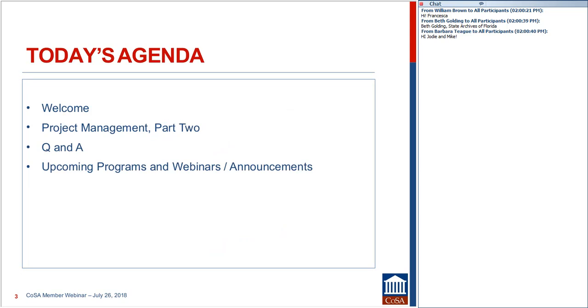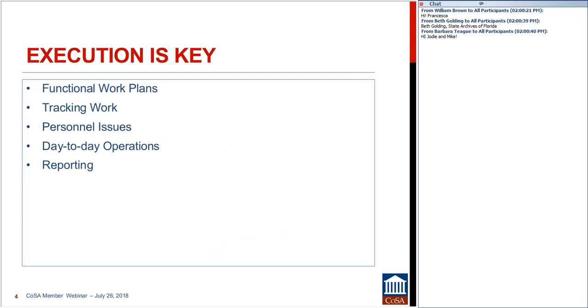Today's agenda: we're going through the welcome right now, and then we will get to our second phase of project management, which will focus on the actual project execution. And then after that, we'll go into some Q&A and some housekeeping, upcoming programs, and webinar announcements to close out. If you have any questions, please feel free to use the chat box.